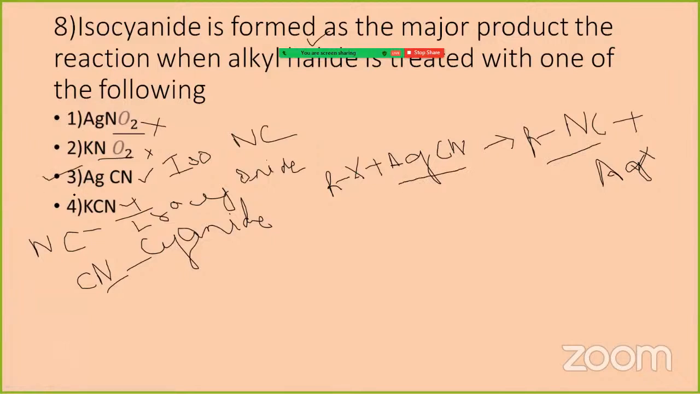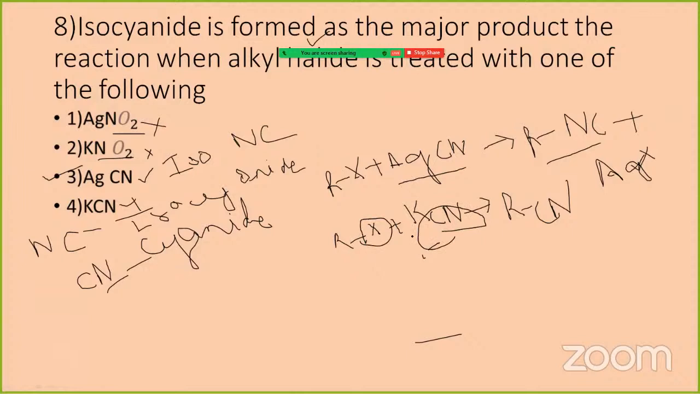But let us try with KCN also. RX plus KCN. When you write like this, instead of NC, we'll get CN only. Simply the cyanide is substituted in place of X, and everything else remains the same. So RCN and KX, we get KX as the byproduct. So KCN is not the right answer because it gives cyanide, but AgCN is the right answer because it gives us isocyanides.